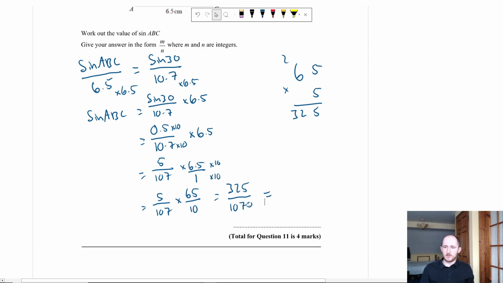So again, I'm going to divide top and bottom by 5. To do that, I divide by 10 and double. So that gives me 32.5, double it gives me 65. Divide by 10 is 107, double it would give me 214. And that's the simplest form. But bear in mind, it doesn't actually say to give it in its simplest form, so you don't have to, okay? Because it will say 'or equivalent' in the mark scheme.